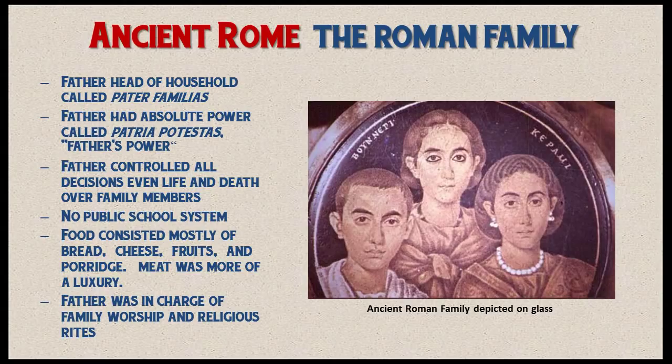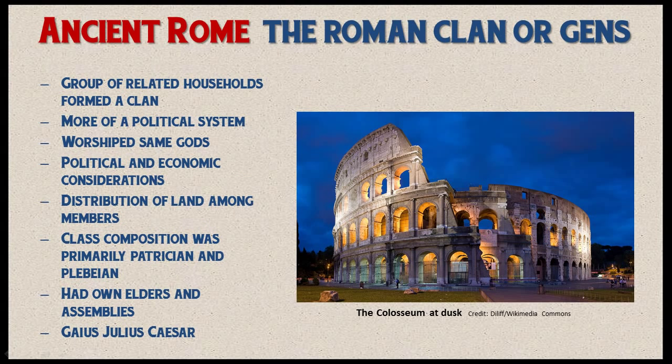Now, there's one final point I'd like to make before we go to the next slide. The father was also in charge of all of the family worship and religious rites. And that, of course, was always a big deal in ancient Rome. So any libations that needed to be done were always done by the father. Okay, let's move on to the Roman clan now.